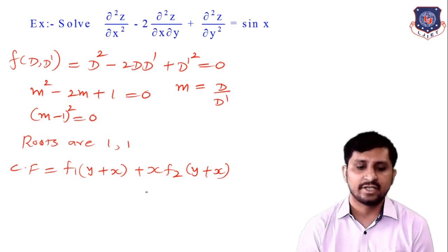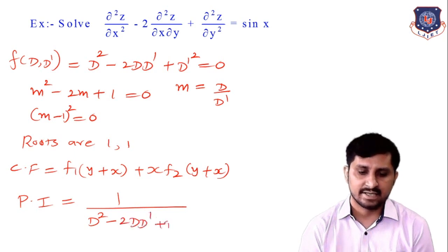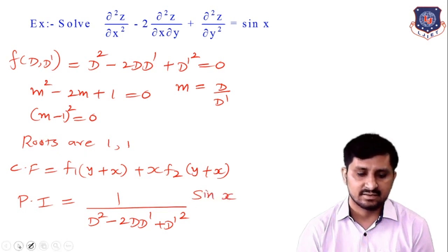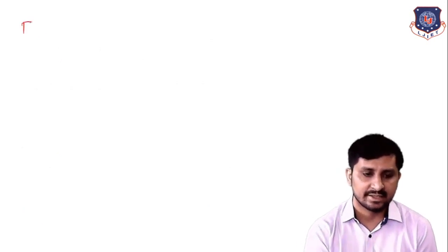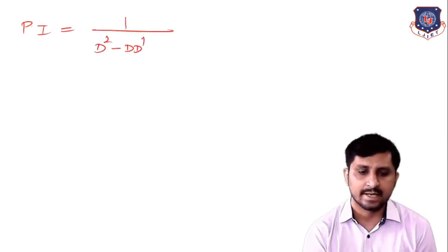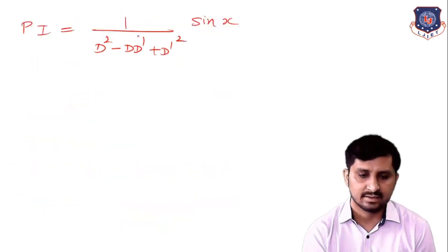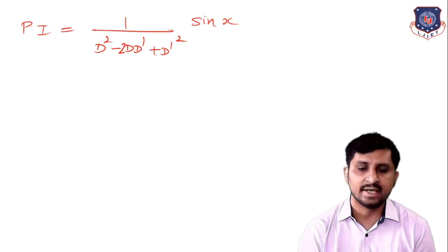Now I want to find the particular integral. So the particular integral is 1 upon f of d dash, so 1 upon d square minus 2d dash plus d dash square, sin x. So this is my particular integral. Now I write this particular integral once again on the next page. The particular integral is 1 upon d square minus 2d dash plus d dash square into sin x.